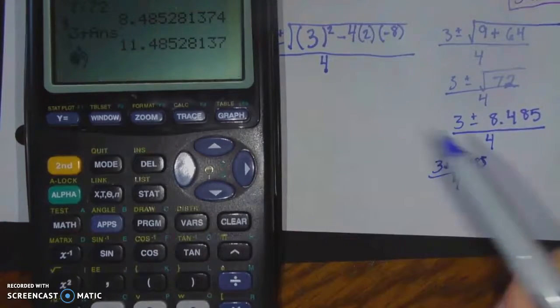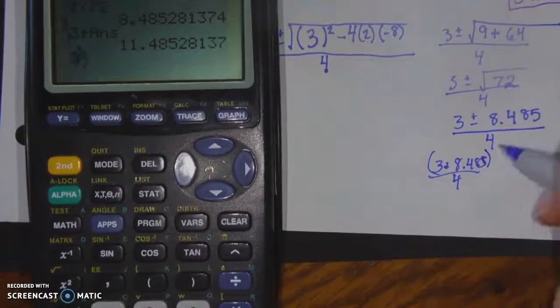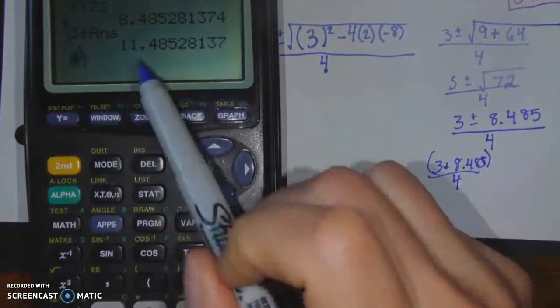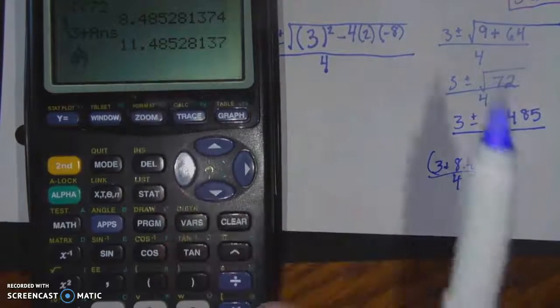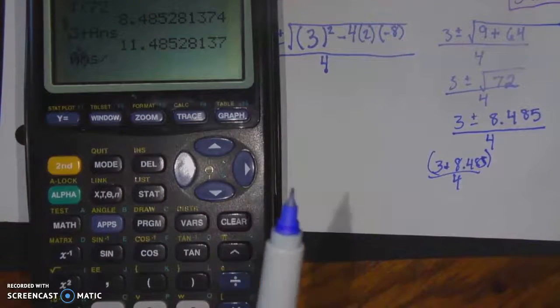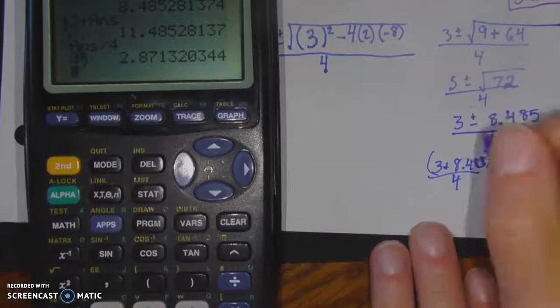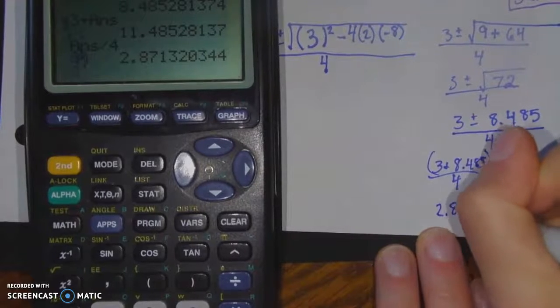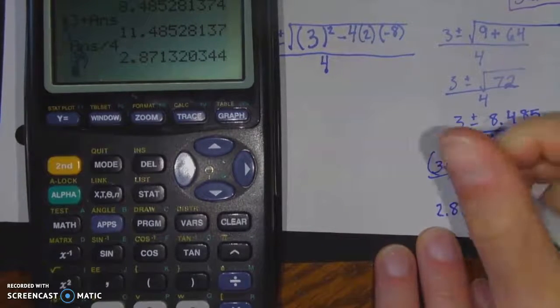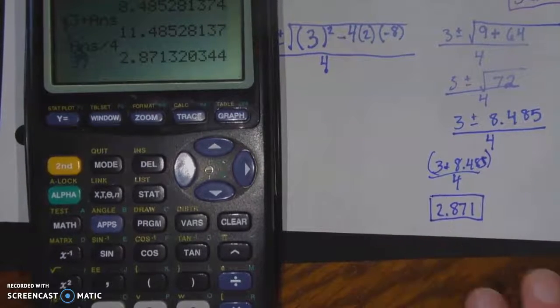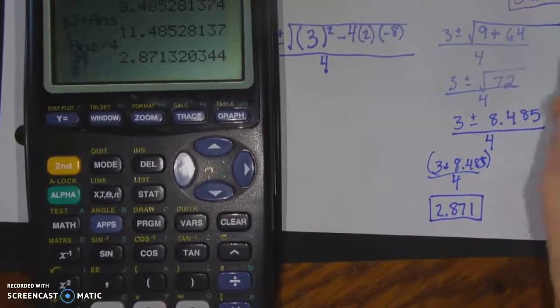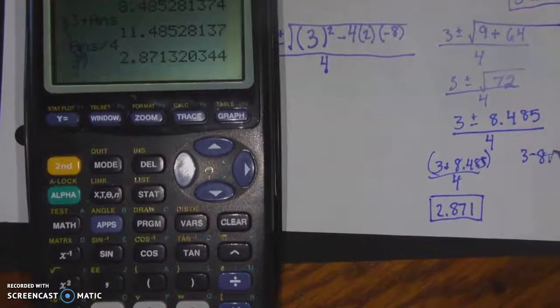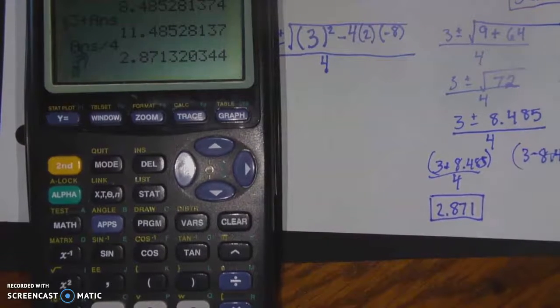I'm going to hit enter so I get this answer first, because remember you can't type it all in at once without parentheses or it will give you the wrong answer. And I can divide that by my 4 to get 2.871. That's my first answer. My second answer will be the 3 minus the 8.485, and again, parentheses around that top.